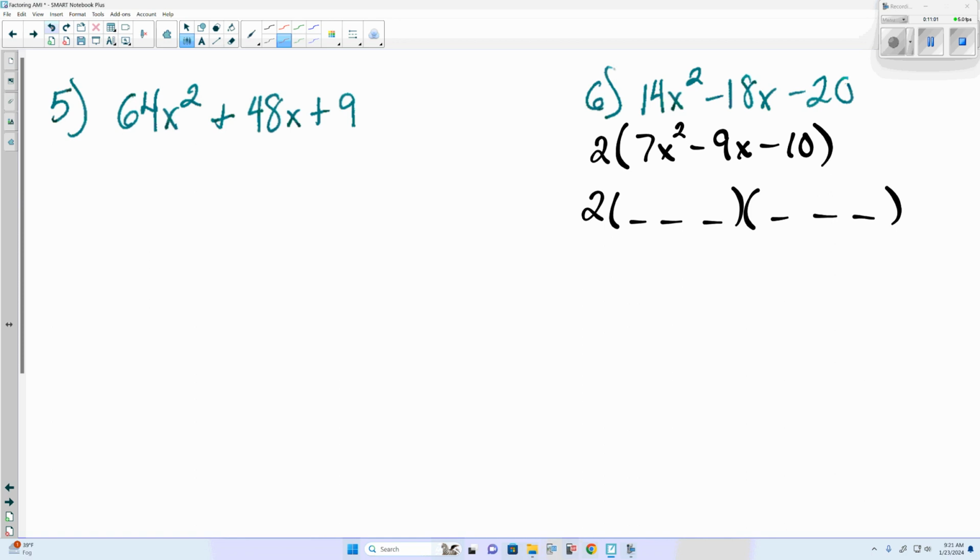Next step is our signs. So they would be opposite since the third term is negative. If the third term is positive, signs are the same and match the sign of the middle term. So 7x squared, we would have x and x, and the only factors of 7 are 1 and 7. So I'm going to put the 7 in one of the places.